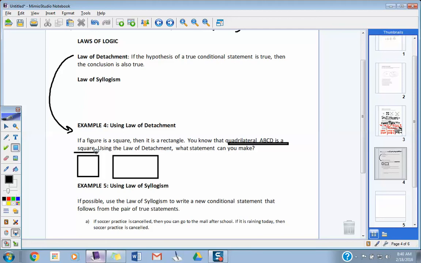Rectangle. Yeah, that hurt his hand. So ABCD, I have to file for workman's comp after I hit that table. Told you. ABCD is a what? And what law is that again?